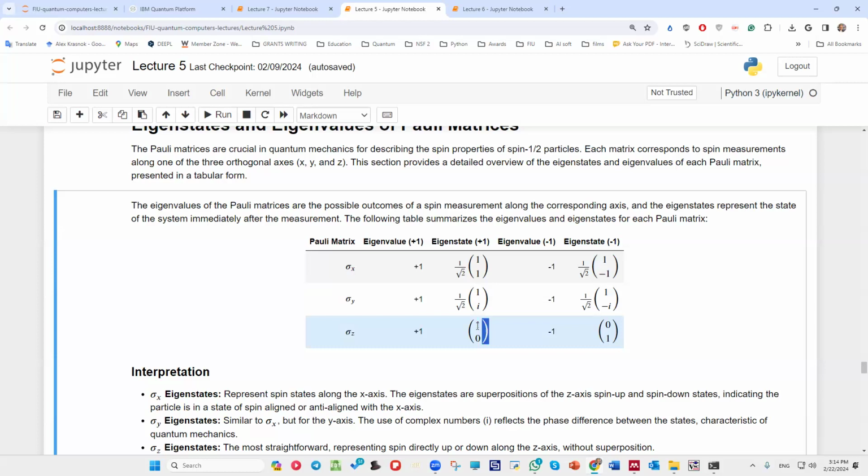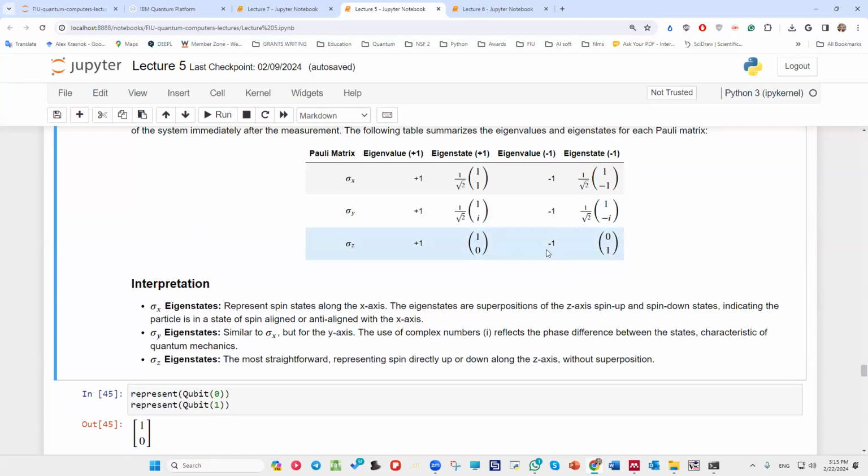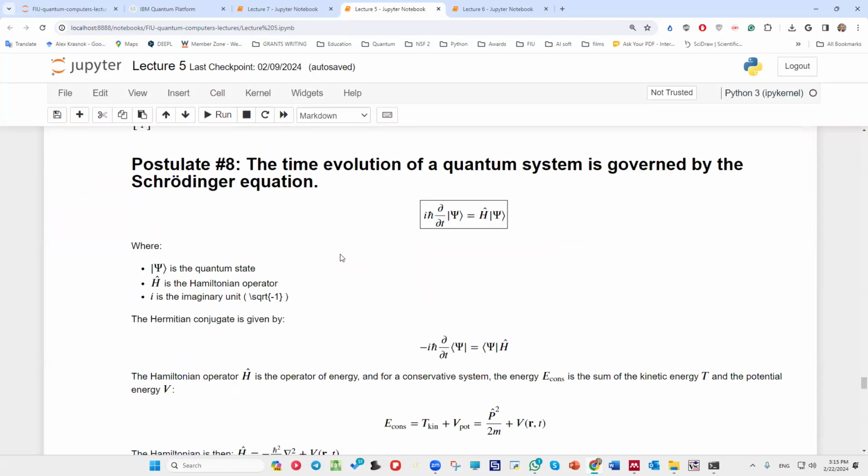And as we will see today, these eigenstates represent very important states of a qubit on a Bloch sphere. So all these 6 vectors are orthogonal on a Bloch sphere, and so they are very important for the future discussions.